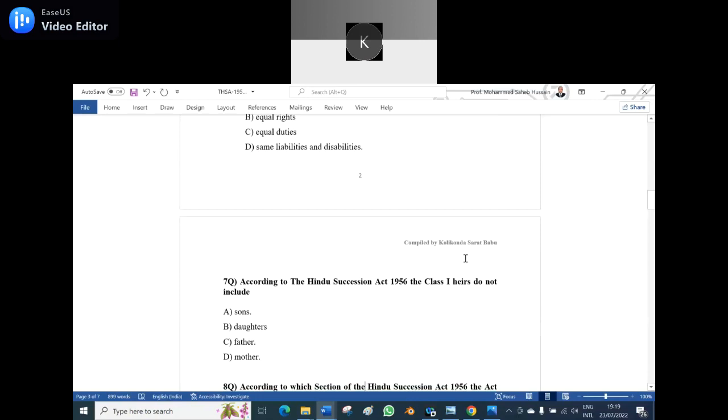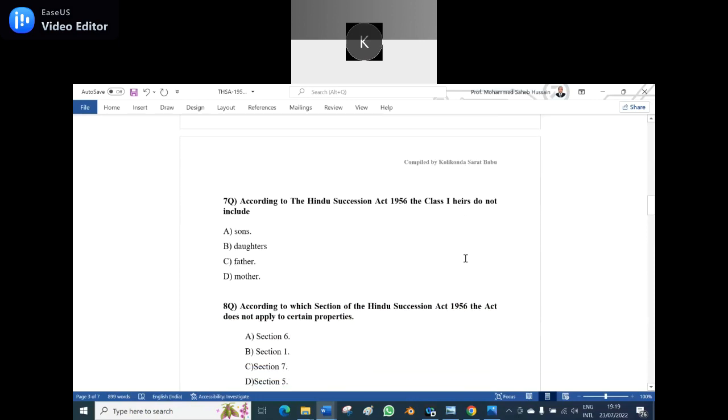Seventh question: according to the Hindu Succession Act 1956, the class 1 heirs do not include A. sons, B. daughters, C. father, D. mother. Option C, father. Let the host read the D option first, then only can you give the answer. D, mother. Option C is the correct answer.